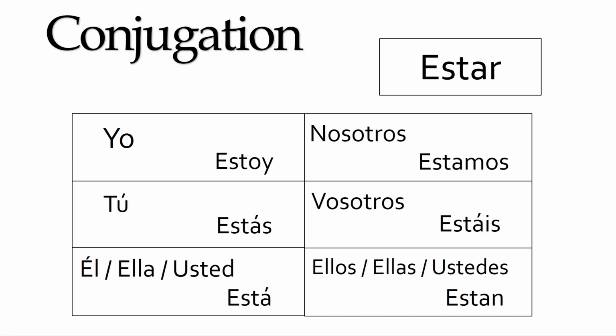Conjugation of estar in present simple tense in Spanish. Presente del indicativo: yo estoy, tú estás, él, ella, usted está, nosotros estamos, vosotros estáis, ellos, ellas, ustedes están. Now you have to use this conjugation according to its pronoun of estar.